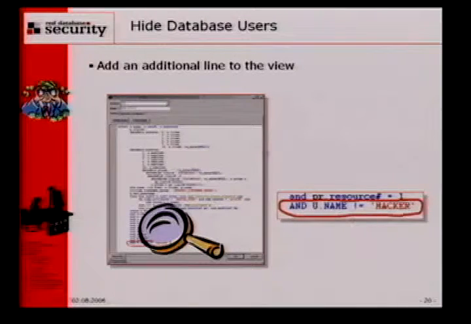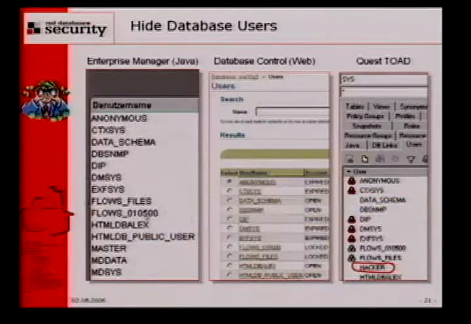There are many possibilities to remove the user hacker from the output. So you could also say and u.id not equal 47, something like this. And surprise, after doing this modification, the user hacker is gone in Enterprise Manager and Database Control. So you can't see it. And also if you do a select * from DBA_USERS, the user is gone. Only in Quest Toad is the user still visible.